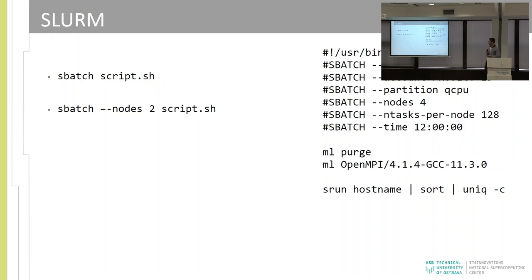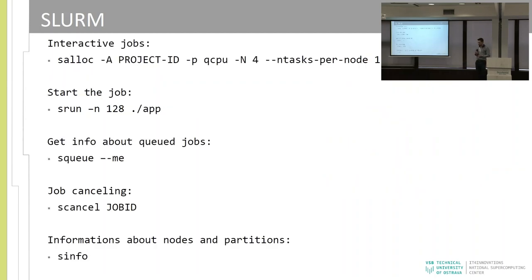It is very easy how to use it. There are other utilities provided by Slurm. For example, if you want to start interactive jobs, you can use the salloc utility with similar parameters that were used in the script. Then you can start your job by the srun command. For example, here is an example of how to run your application with 128 MPI processes.